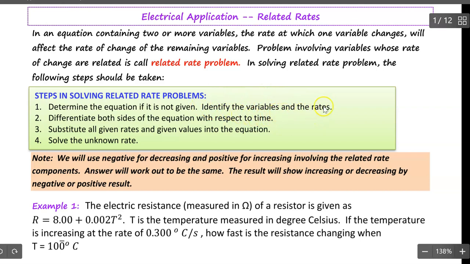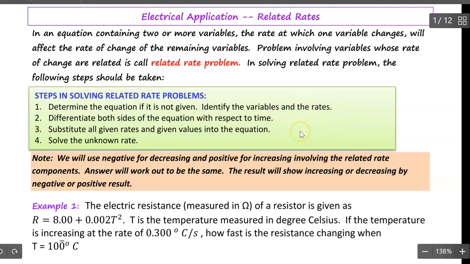Identify the variables and the rates. So I would like to ask you this question: what is the rate? How do we identify the rate? To identify the rate, we have to measure it in terms of time. So if you have any variable or any number given to you and its unit is measured per time, then you know that you are given a rate.